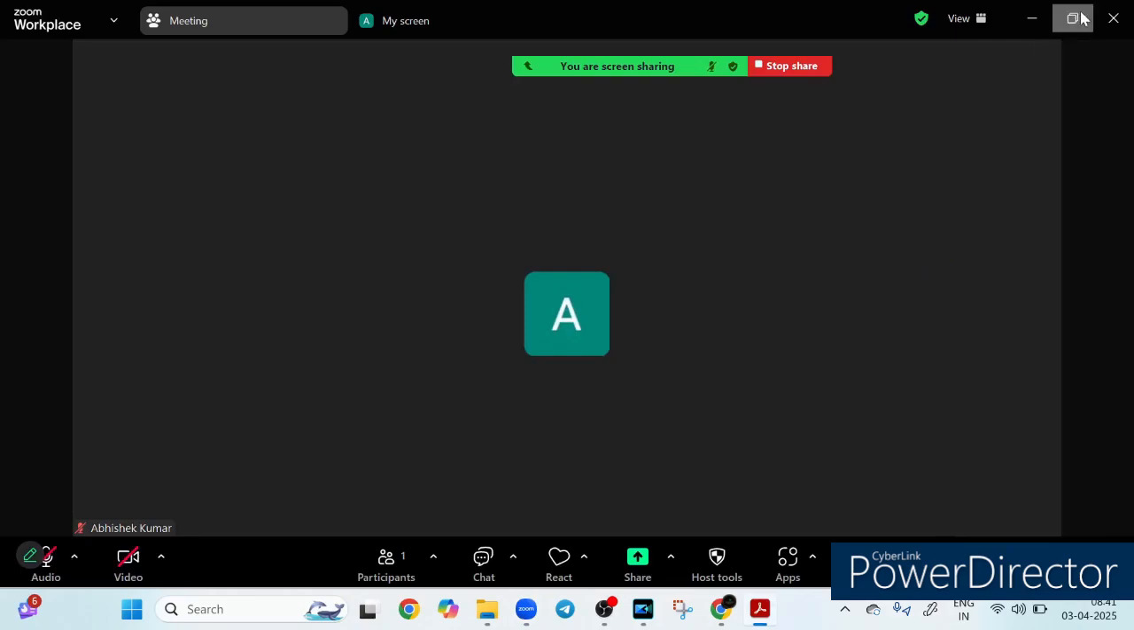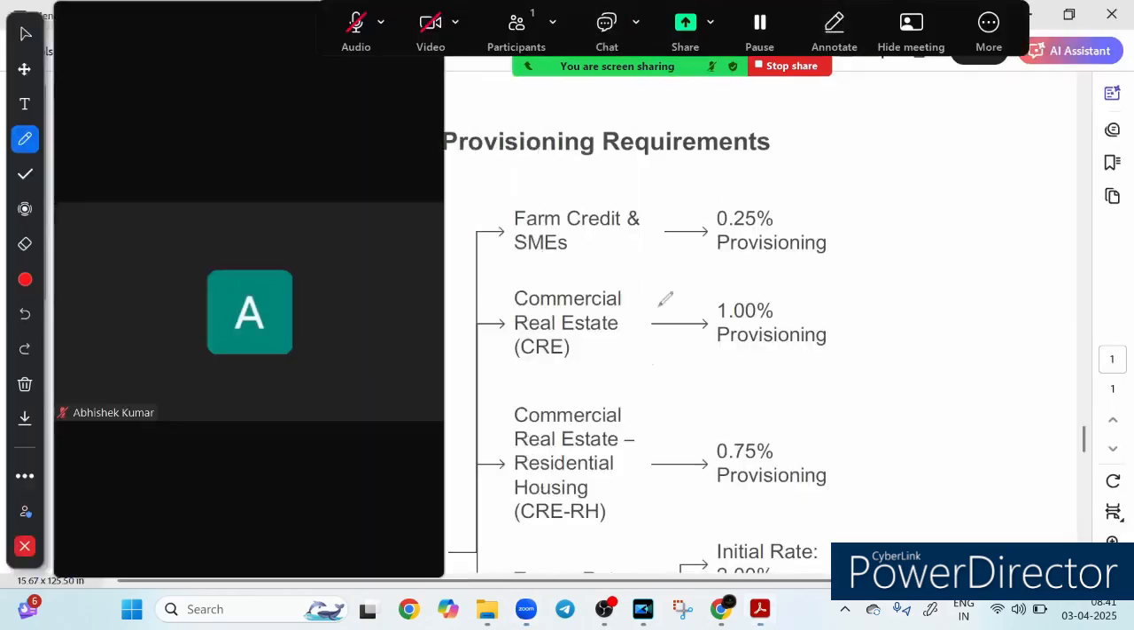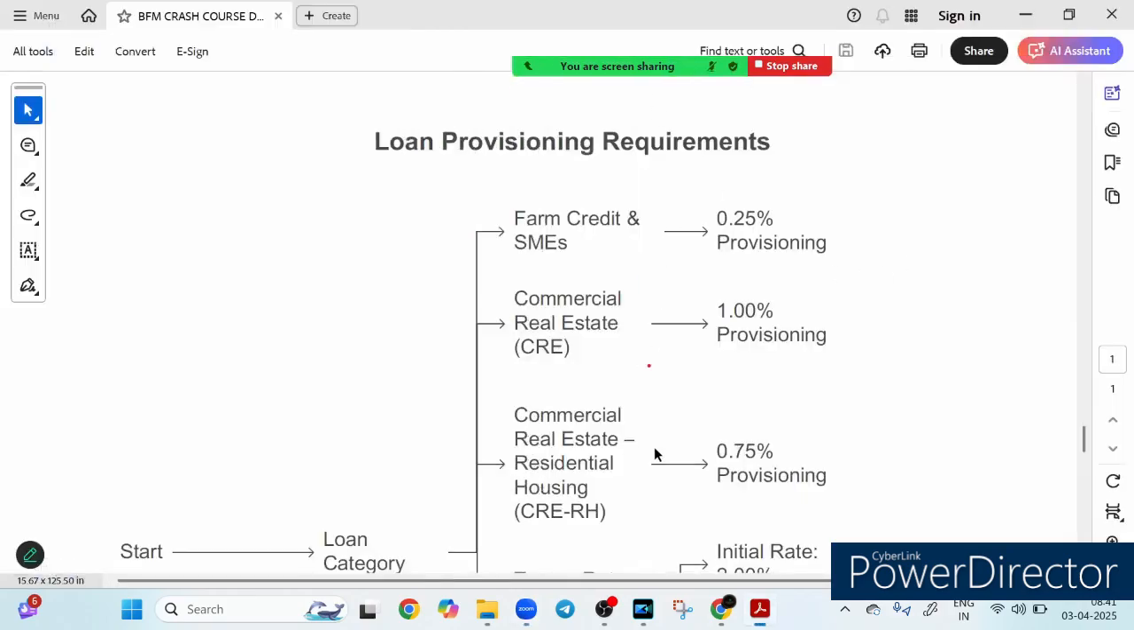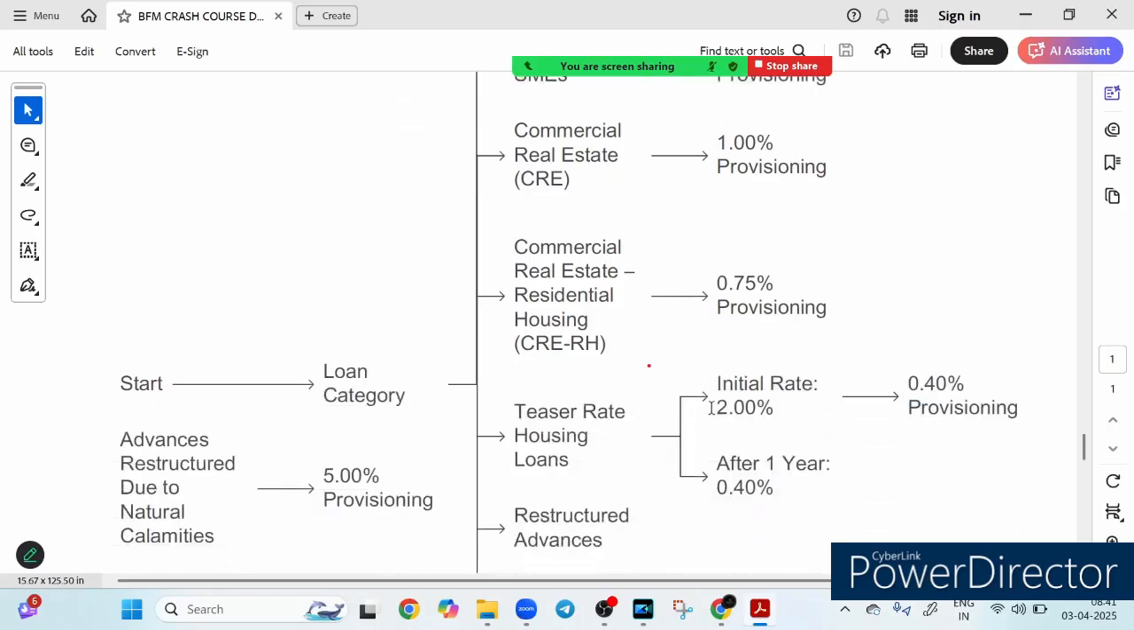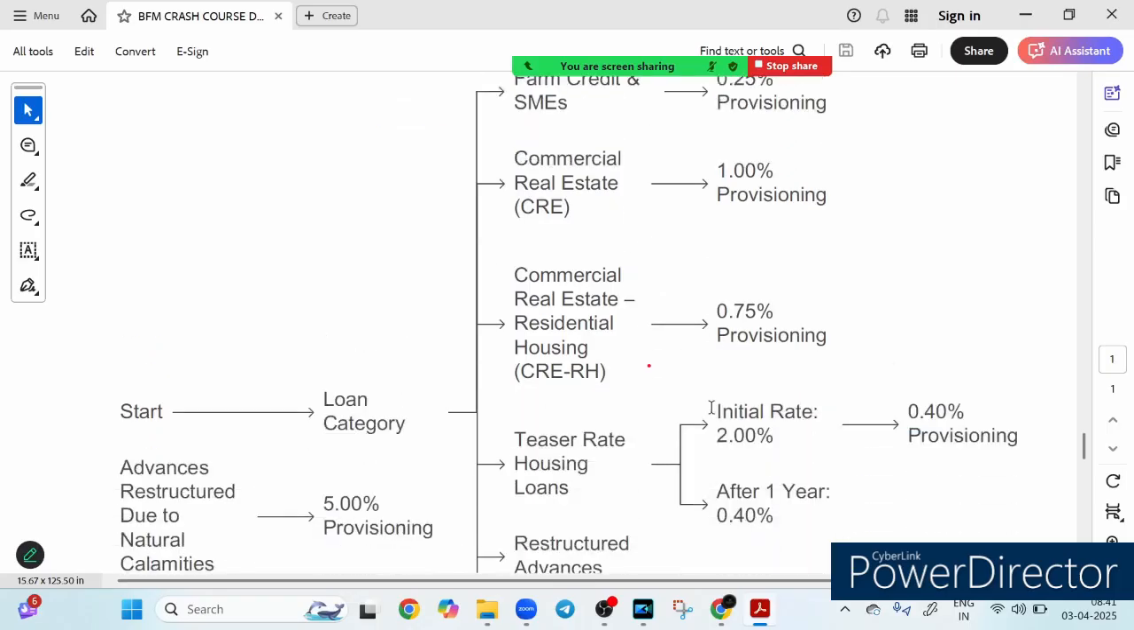Now friends, let's look at the loan provisioning requirement. What does it mean when I say loan provisioning requirement? Loan provisioning is the process where banks set aside a certain percentage of funds to cover potential loan losses. This helps ensure that banks remain financially stable. In this table you will understand everything. In the flow chart we can see that different loan categories require different provisioning.